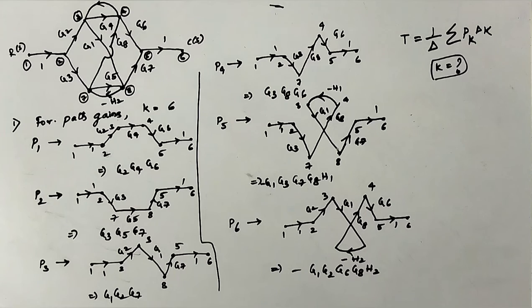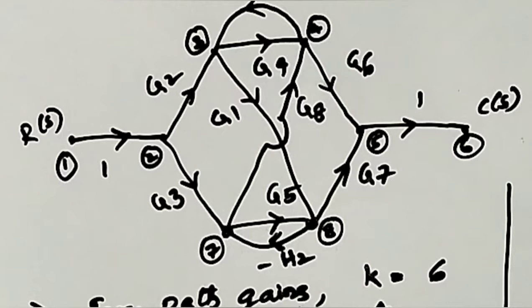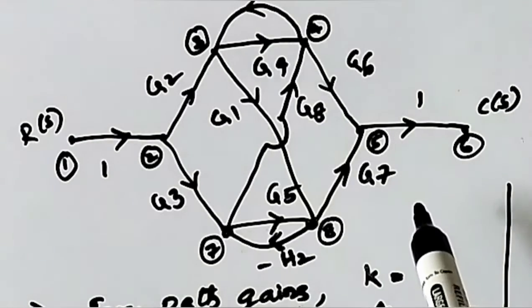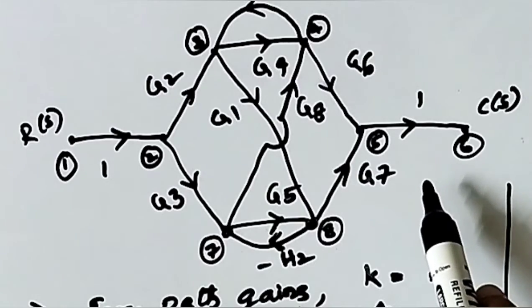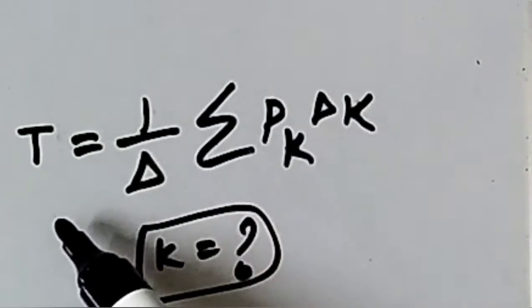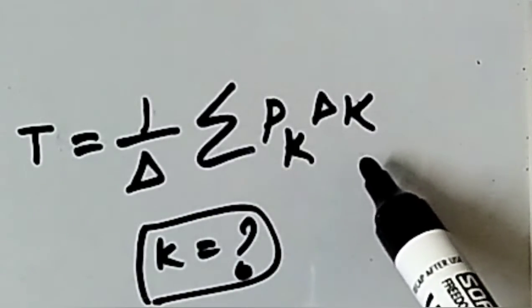Hello viewers, in the last session we solved a problem regarding signal flow graph. We'll go for one more problem, and this is the system we have chosen, and for this we are supposed to find out the overall gain. That is given by 1 by delta, sigma Pk delta k.